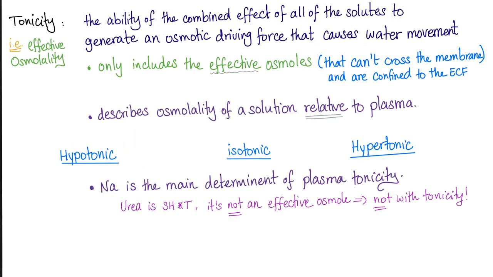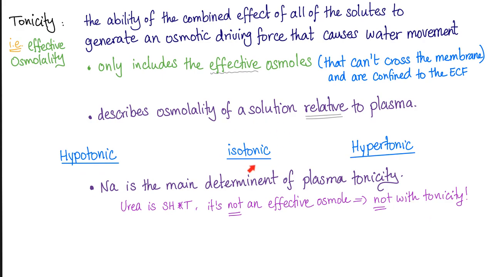Osmolality is just everything. We are counting any osmol inside the blood, whether it's glucose, urea, sodium, potassium, everything. That's true. Tonicity only counts the effective osmols. Perfect. Can you give me an example of an osmol that is not effective? Yeah, urea. Urea is BS, literally. It is not an effective osmol. It does not contribute to tonicity.